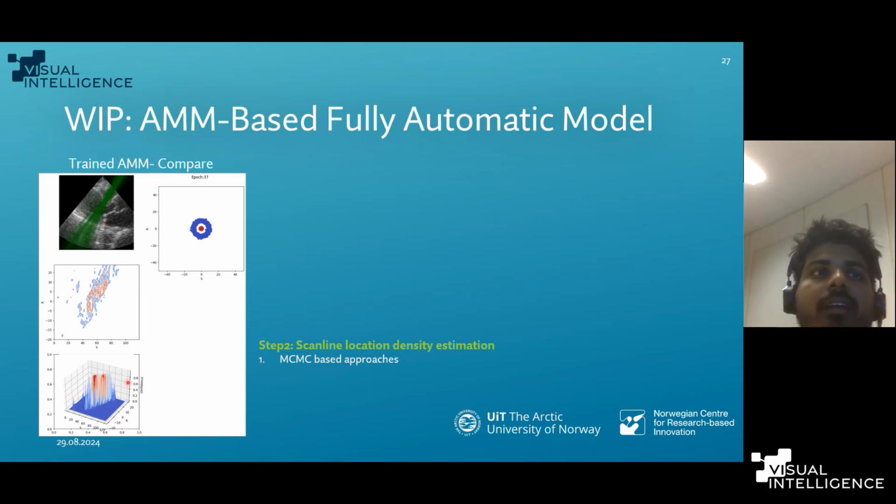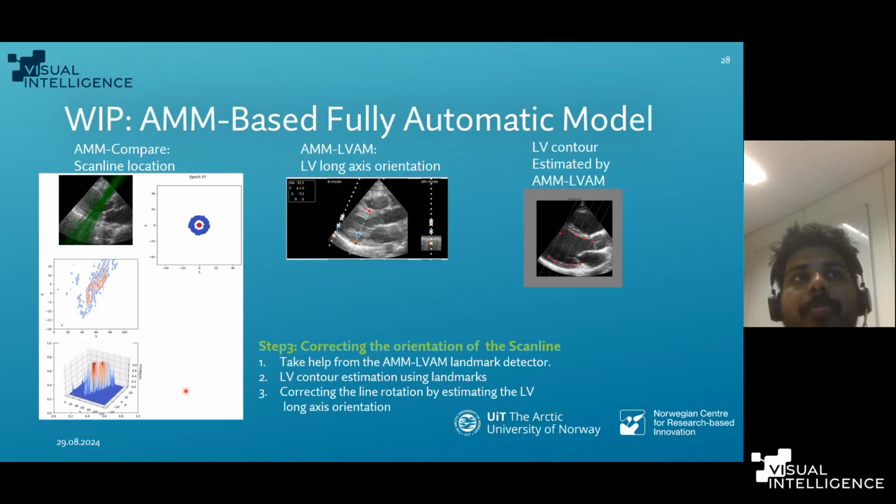And this density-based analysis we can do smartly. We can use sampling algorithms to sample from this density, so we don't need to test each possible combination. We can just do some sort of sampling.